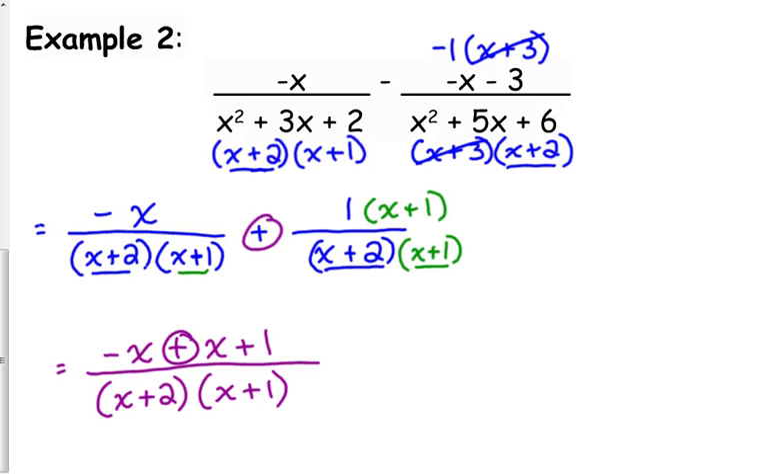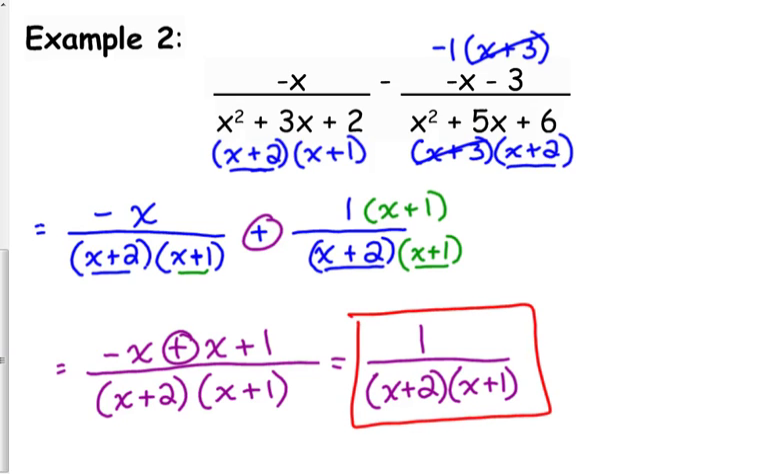Negative x plus x is 0. Okay, negative x plus x is 0. All we're left with in the numerator is 1. And that is our final answer. Okay?